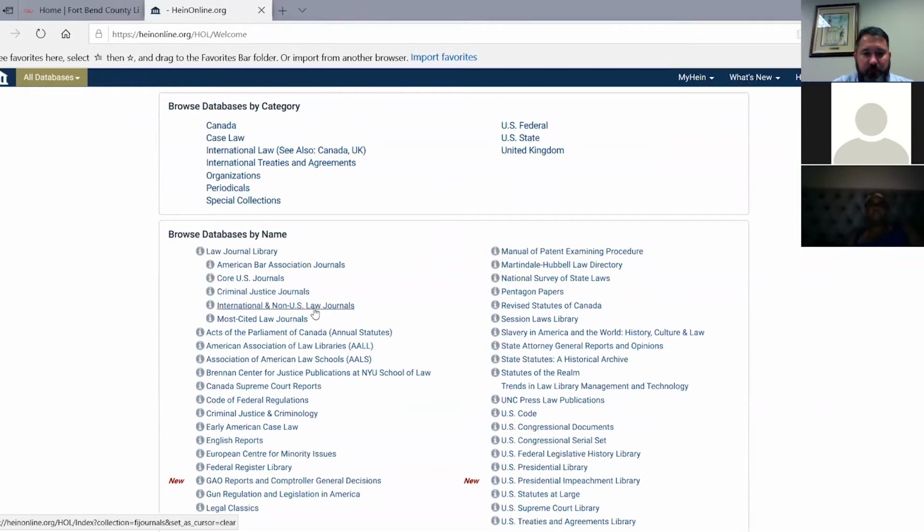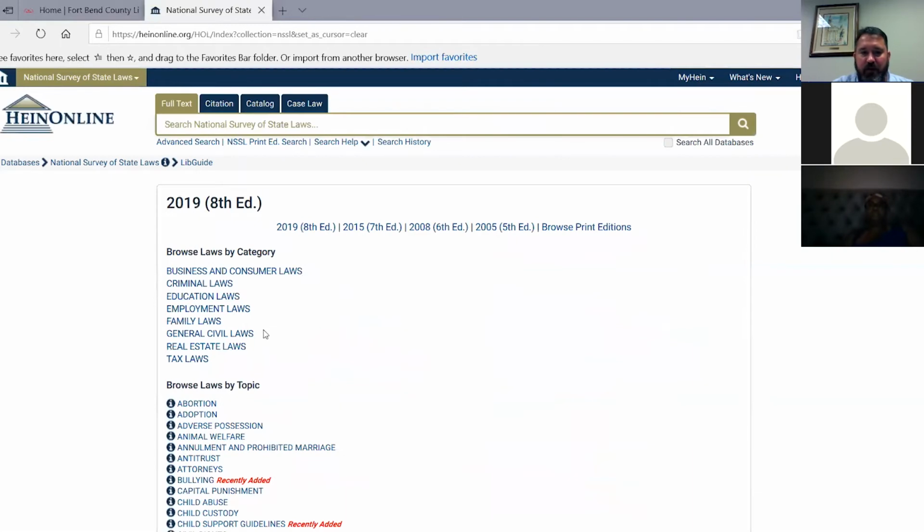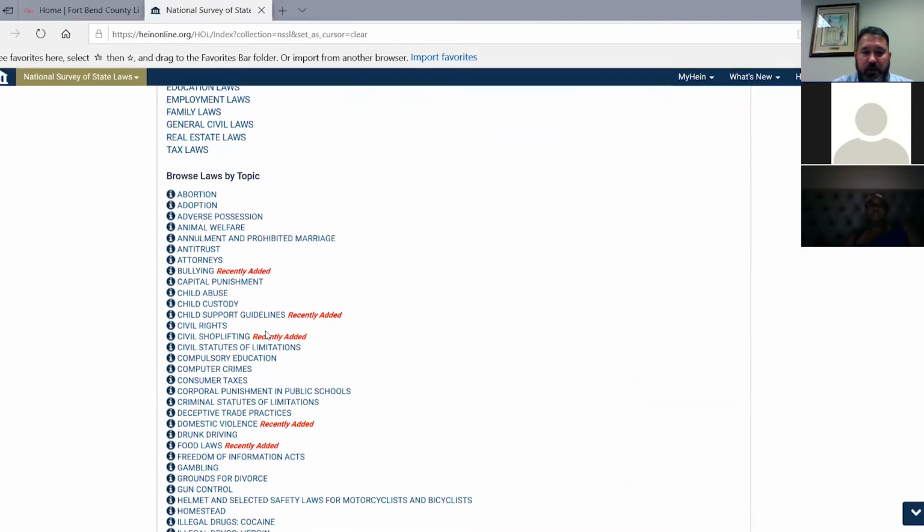Some of the other things are kind of the island of misfit toys, but some of it's very interesting. We have this thing called the National Survey of State Laws, and we actually have this in hardback publication as well. We get a copy every year, but you can look it up on here. This covers a lot of the different areas of the law, and obviously from state to state there can be differences on how each state enforces their laws and what the laws are.